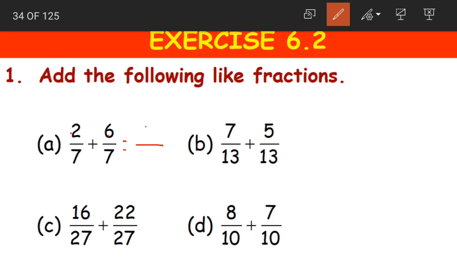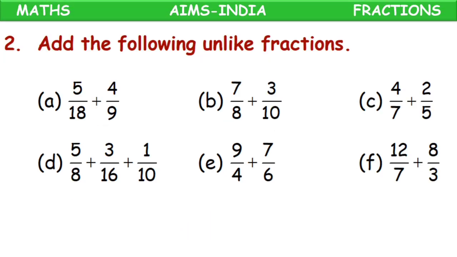Just need to add the numerators. 2 plus 6 is equal to 8, divided by the common denominator 7. Yes. Now next, 7 by 13 plus 5 by 13. 7 plus 5 is 12, divided by the common denominator 13. I hope you can do question 6C and D, right children?